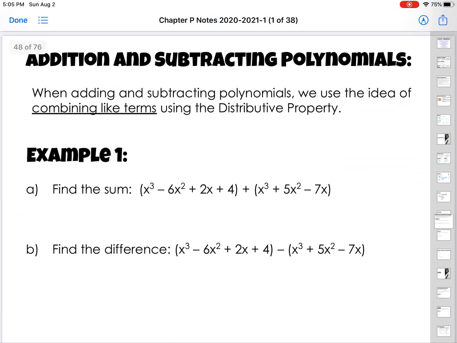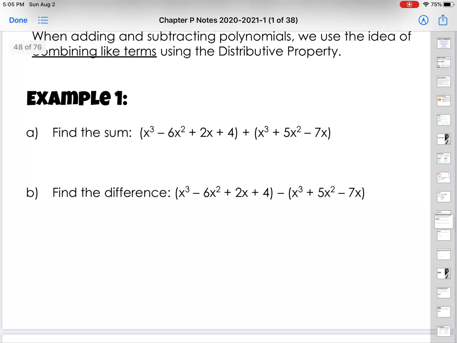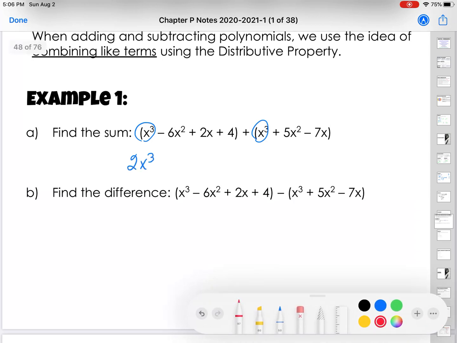All right, adding and subtracting of polynomials. When adding and subtracting polynomials, we use the idea of combining like terms using the distributive property. So we just want to use the terms that are the same and deal with their coefficients. When we're adding, we're going to find all of them. That's x to the 3rd. So there's 2 of them. That's 2x to the 3rd power.